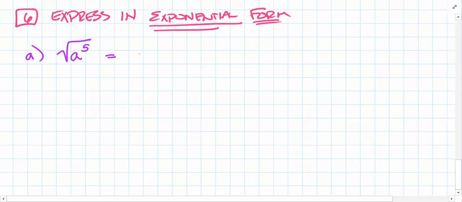Yeah, so the intermediate step, you could say this. This is like a to the 5th to the 1/2 power, which is a to the 5 halves. Is that what you're going to do? So there's an intermediate step there you could show. Okay, let's do B.